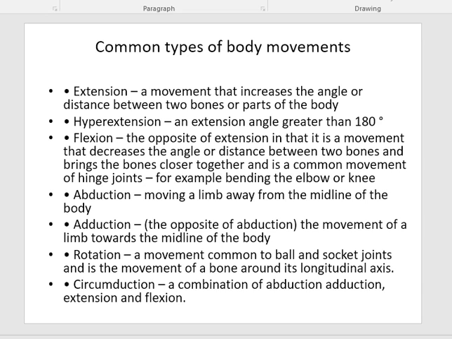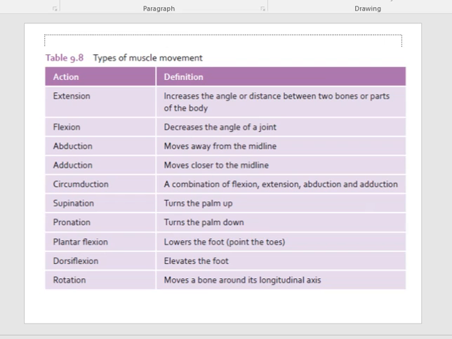Abduction, moving a limb away from the midline of the body. Adduction, the opposite of abduction, the movement of the limb toward the midline of the body. Rotation, a movement common to ball and socket joints, is the movement of a bone around its longitudinal axis. Circumduction is a combination of abduction, adduction, extension, and flexion. The same types of movement can be seen here in this diagram.